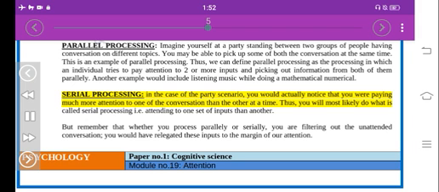Serial processing. In the case of the party scenario, you would actually notice that you were paying much more attention to one of the conversations than the other at a time. Thus, you will most likely do what is called serial processing, i.e. attending to one set of inputs and then another. But remember that whether you process parallelly or serially, you are filtering out the unattended conversation. You would have relegated these inputs to the margin of our attention.